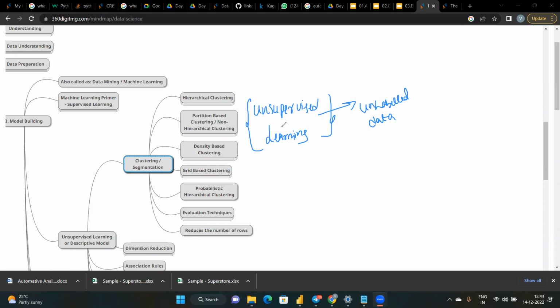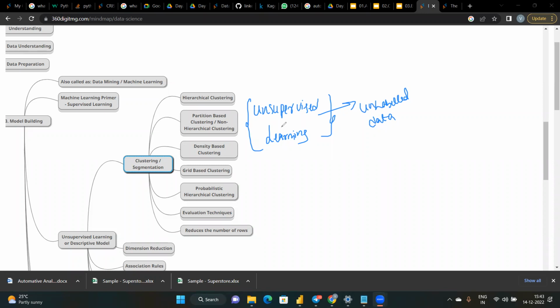The goal of the supervised learning model is to train the model so that it can predict the output when it is given new data. That is a difference, guys. Basically, supervised learning trains the model so that it can predict the outcome when given new data. So that is the difference between supervised and unsupervised learning.